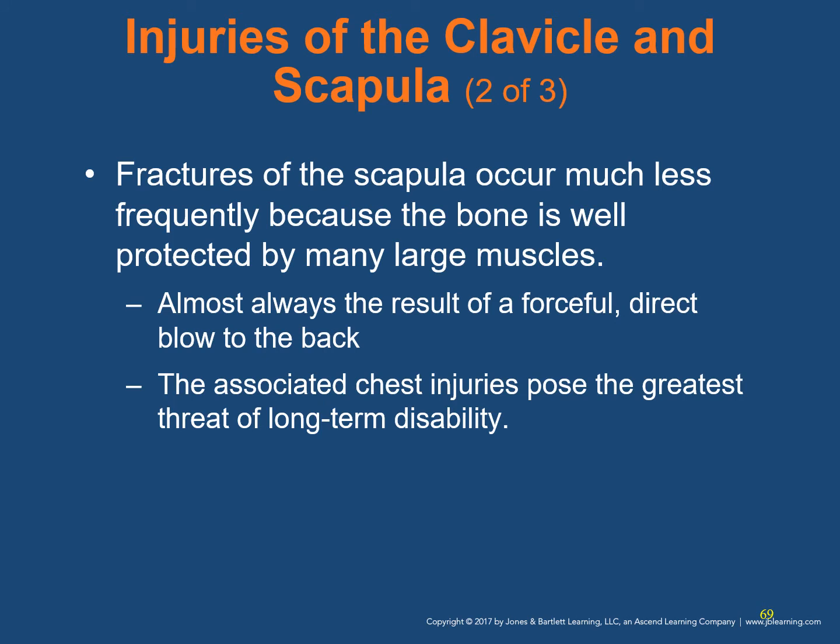Fractures of the scapula, or shoulder blade, occur much less frequently because the bone is well protected by large muscles. Fractures of the scapula are almost always a result of a forceful direct blow to the back directly over the scapula. Provide supplemental oxygen and prompt transport for patients who are having difficulty breathing. It is the associated chest injuries, not the fractured scapula itself, that pose the greatest threat. Abrasions, contusions, and significant swelling may occur, and the patient will often limit use of the arm because of pain at the fracture site.